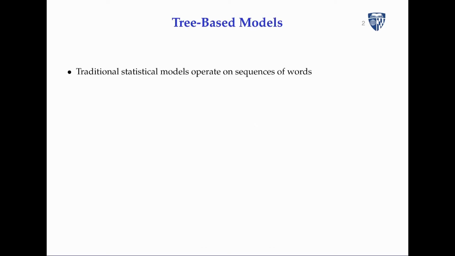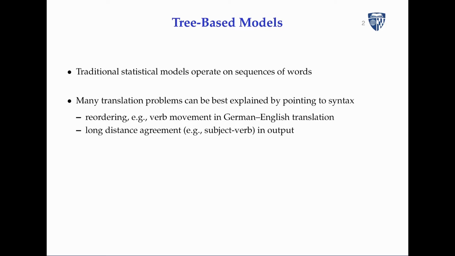So the idea of building statistical models that operate on trees was a pretty successful research paradigm in the mid-2000s. Traditional statistical models operate on sequences of words. Both IBM Model 1 and phrase-based models fall into that category. However, many translation problems can be best explained by pointing to syntax.